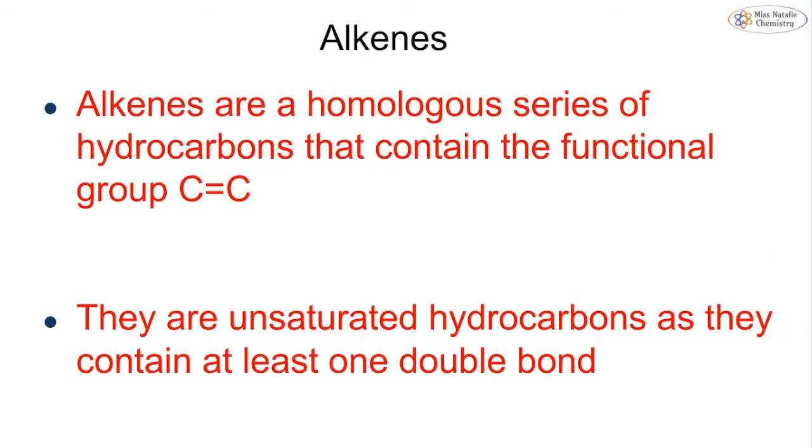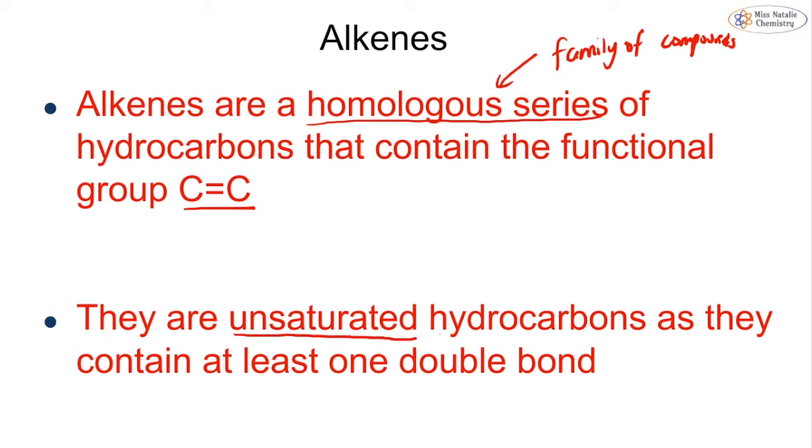So alkenes are another homologous series. Just a reminder, a homologous series is a family of compounds, and it means that they have similar chemical and physical properties, and they're also going to share a general formula. This time they contain the functional group of a carbon-to-carbon double bond. So the alkenes are slightly different to the alkanes. This time they have this multiple double bond, and we call them unsaturated hydrocarbons.